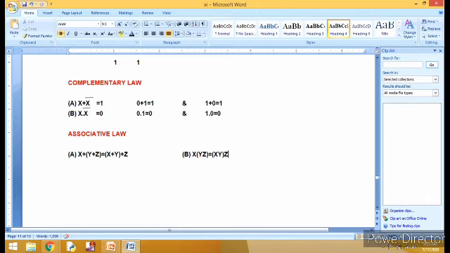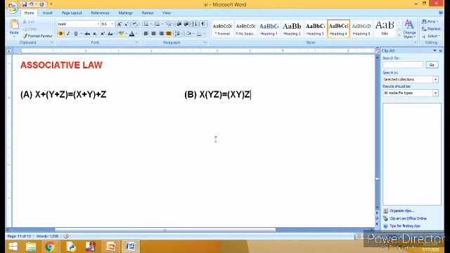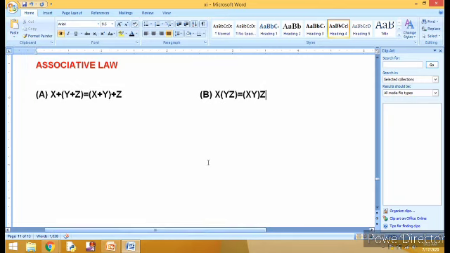Sir, your screen is not visible. My screen is not visible. Sir, visible. I hope there might be a signal problem. अब तो दिख रहा है. Associative law, दिख रहा है सर. Is it there? I hope I am writing in very big characters. The font size is quite big, so that it is clearly visible.